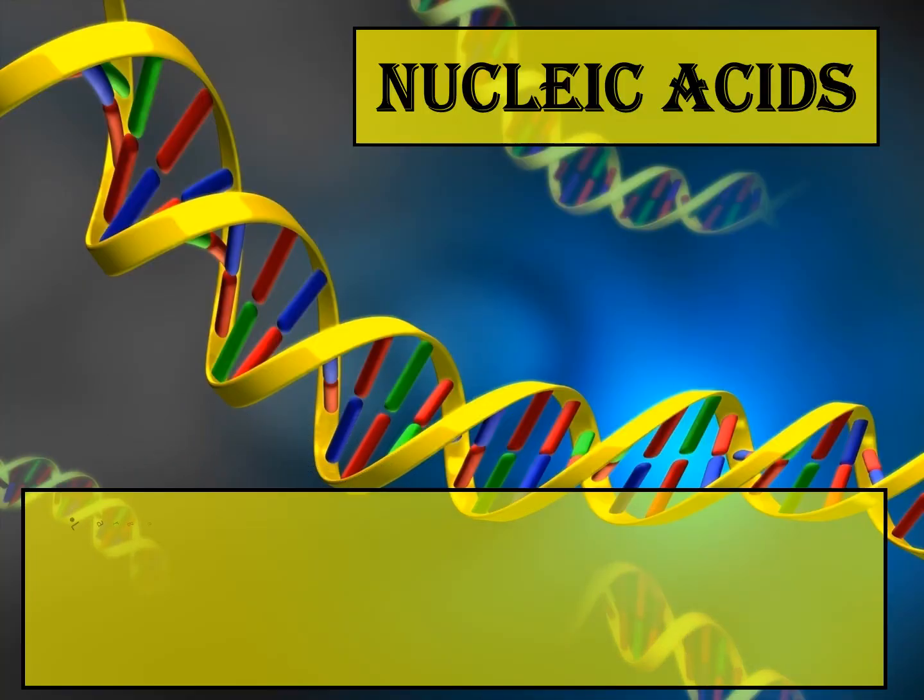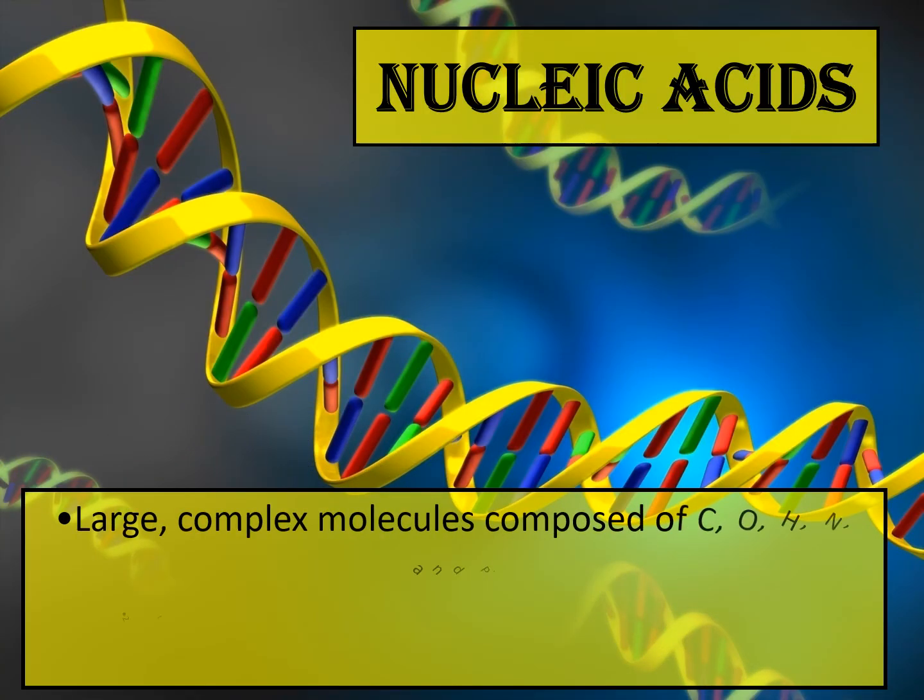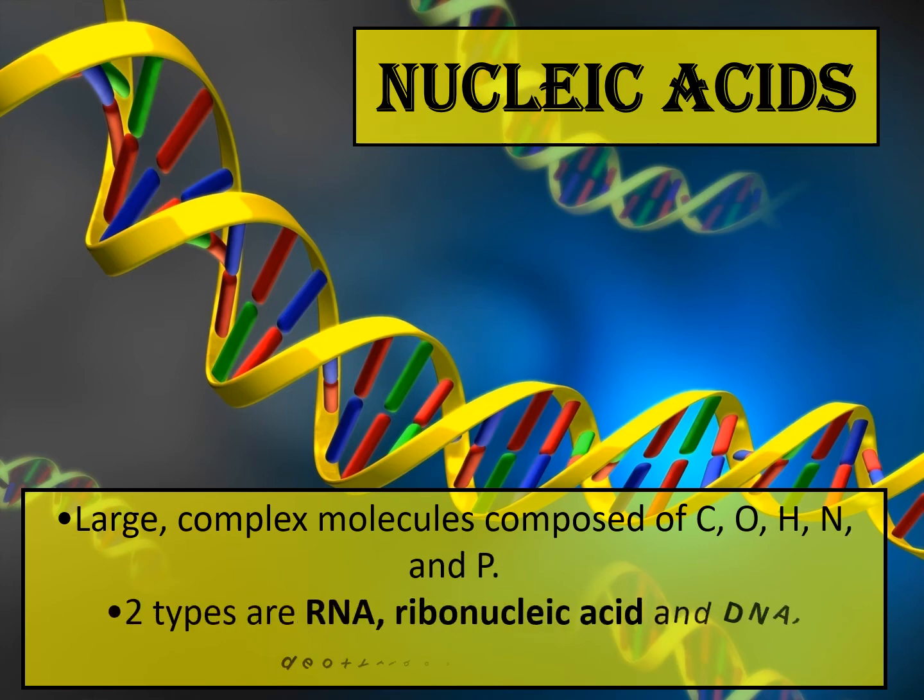Nucleic acids are composed of 5 basic elements. You have your carbon, which makes it organic. You have oxygen, hydrogen, nitrogen, and phosphorus. And we'll go over where those are found in just a couple seconds. There are 2 main types. We have our RNA, which stands for ribonucleic acid, and you have your DNA, which is your deoxyribonucleic acid.